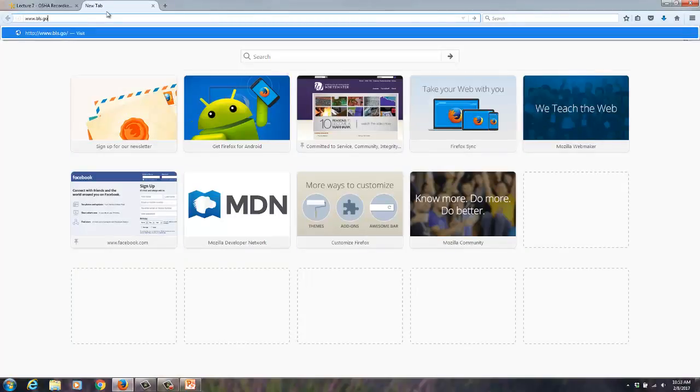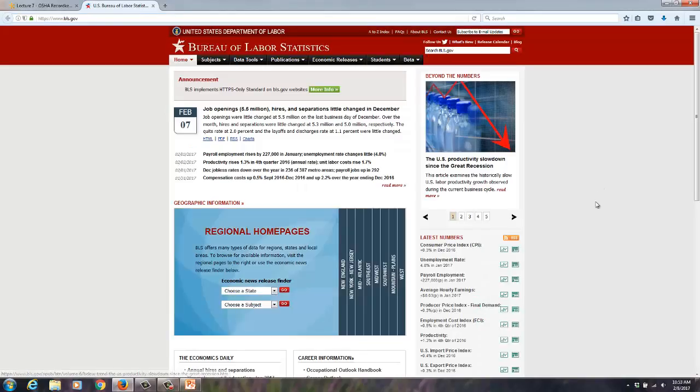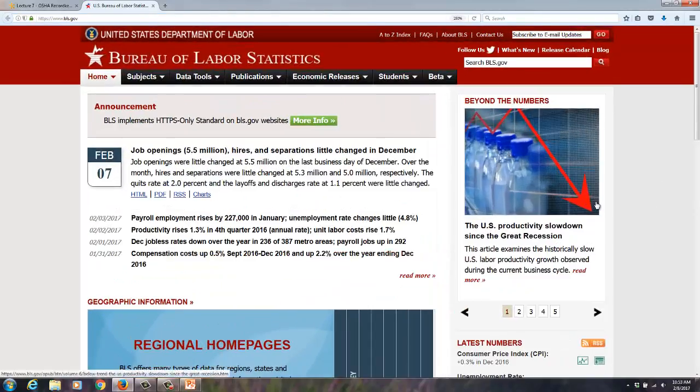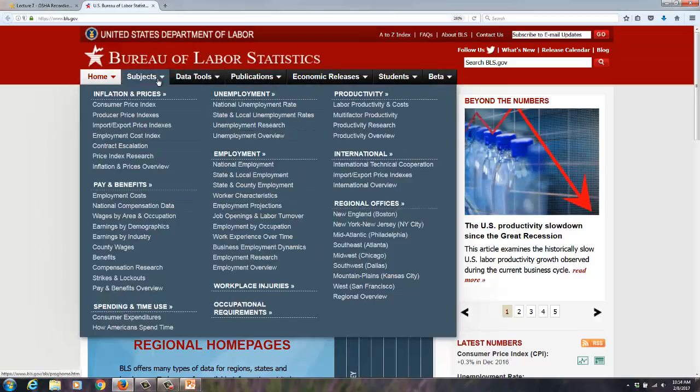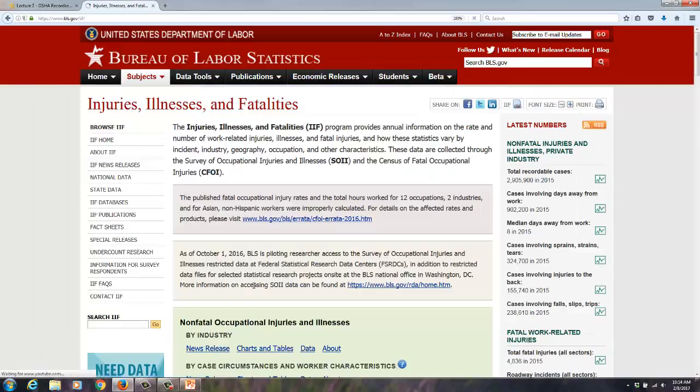You probably can't, it's probably on a little screen. But I'll try and increase what you see here. So this is the Bureau of Labor Statistics, housed under the United States Department of Labor. In the last lecture, we talked about the record-keeping standard in which they allot for companies to collect data, injury data. So under subjects, in the center column near the bottom, we've got workplace injuries. Click on that. And now we're at the Injury, Illness, and Fatalities page.